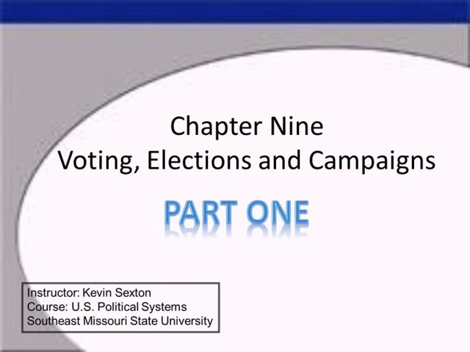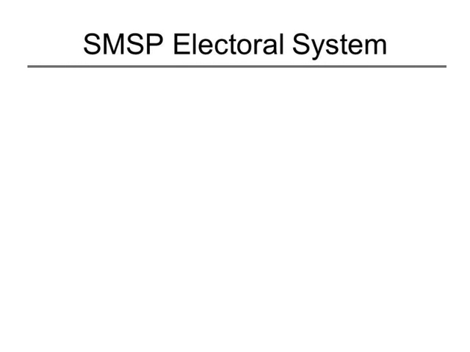In Chapter 9, we're going to be looking at a variety of different things, but primarily what we're going to be looking at is how voting, elections, and campaigns take place in the United States. There's going to be an emphasis in this first video on the voting process and the elections of members of Congress. Then we're going to watch a video that talks more about how the president gets elected.